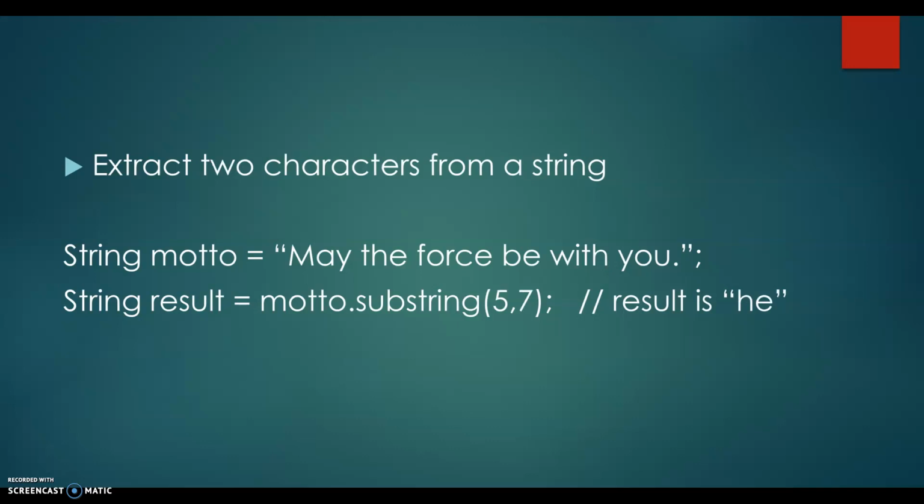We can extract 2 characters from a string, like we see here on the screen. Again, we're working with the string motto. So motto.substring(5, 7). 5 is the starting place, that's inclusive. 7 is the stopping point, that's exclusive. So what gets returned is the characters that are at index position 5 and 6. And then in "may the force be with you," that is the H and the E that's in the word "the."